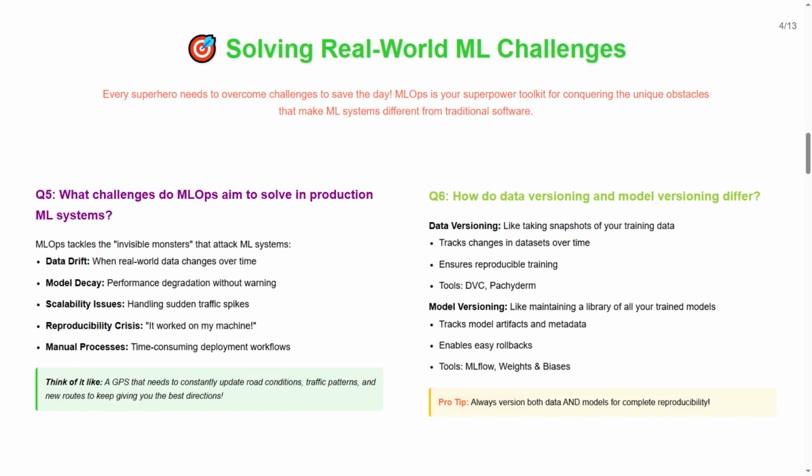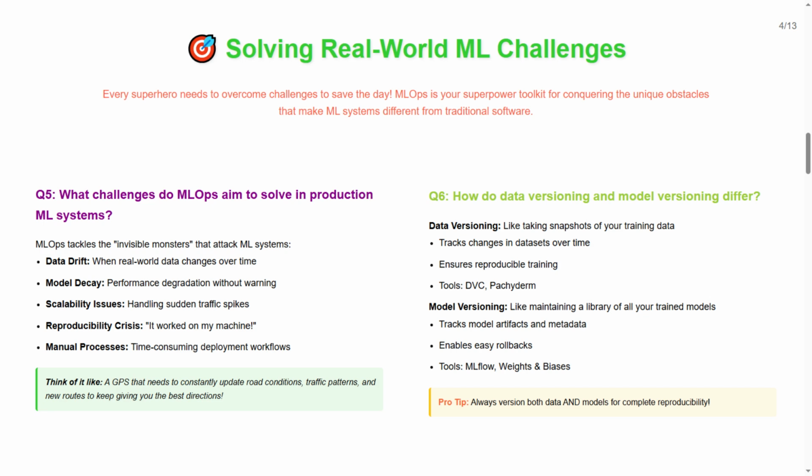Every superhero needs to overcome challenges to save the day. MLOps is your superpower toolkit for conquering the unique obstacles that make ML systems different from traditional software. Fifth question, what challenges do MLOps aim to solve in production ML systems? MLOps tackles the invisible monsters that attack ML systems, data drift, when real-world data changes over time.